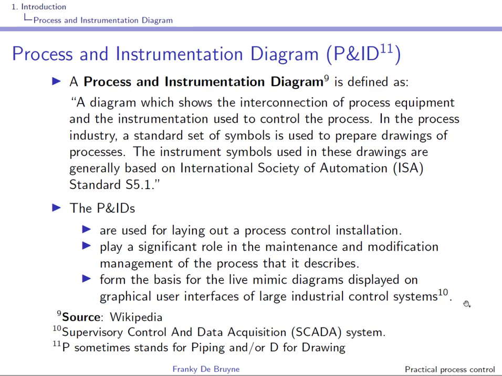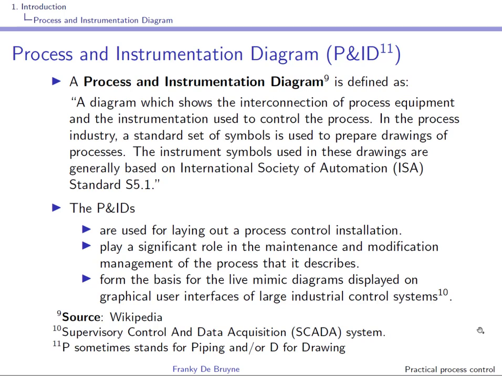The process and instrumentation diagram is a very important diagram in which you'll find a lot of information that is important to you as a control engineer. Sometimes instead of the name process you'll find piping, and instead of diagram you'll find drawing. Well, this is a definition of the P&ID that I have drawn from Wikipedia.